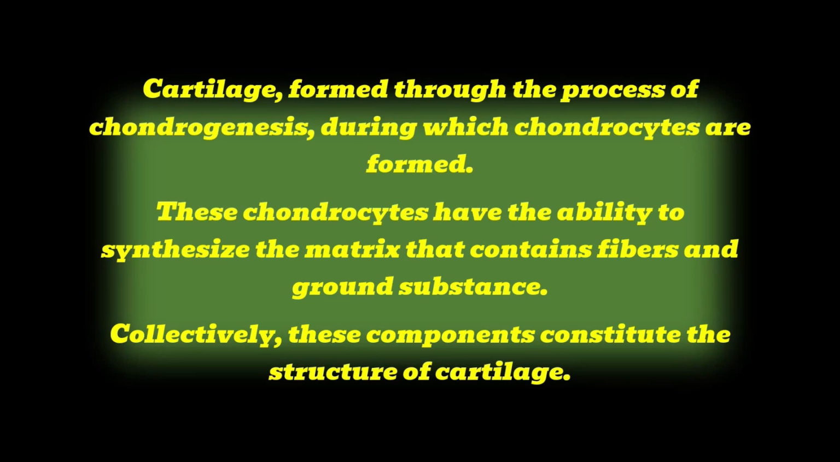How are the cartilages formed? Cartilage is formed through the process of chondrogenesis, during which chondrocytes are formed. These chondrocytes have the ability to synthesize the matrix that contains fibers and ground substance. Collectively, these components constitute the structure of cartilage.